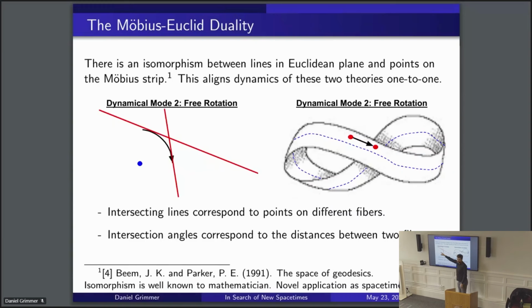Lines on different parallel families or intersecting lines would be on different fibers in the Mobius strip, and the angle of intersection corresponds to the distance between the fibers. So what is a fiber in the Mobius strip? I'm thinking of the Mobius strip as an R bundle over the base space, which is the circle. This dashed blue line is the base space, S1, the circle. And every perpendicular section of it is a fiber.